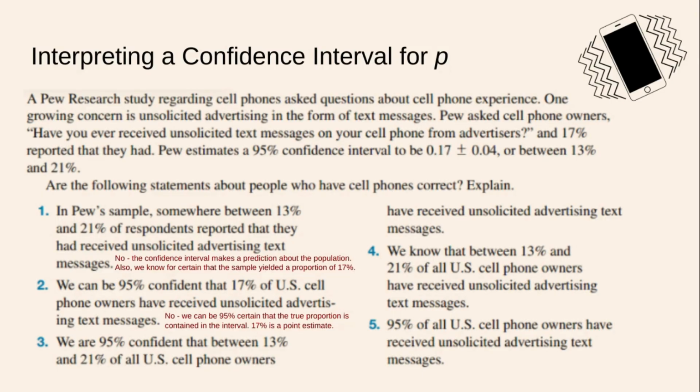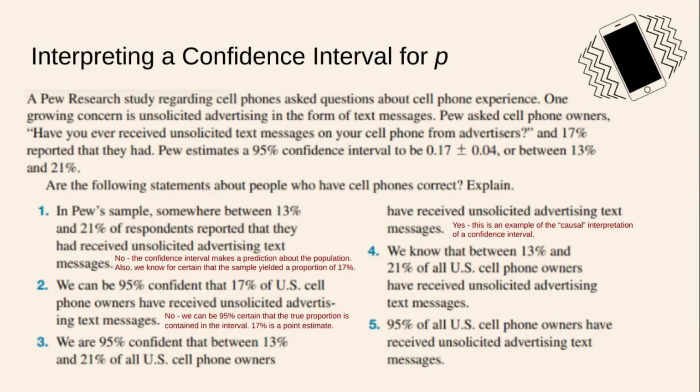Let's look at number 3. We are 95% confident that between 13 and 21% of all U.S. cell phone owners have received unsolicited advertising text messages. So we're 95% confident that the interval we found is containing the true population proportion. And that is a good example of the casual interpretation of a confidence interval. There is nothing wrong with that. 95% certain between 13 and 21% of all U.S. cell phone owners have in fact received unsolicited advertising text messages. That's a casual interpretation. Nothing wrong with that. We could be more precise, but it's not required.